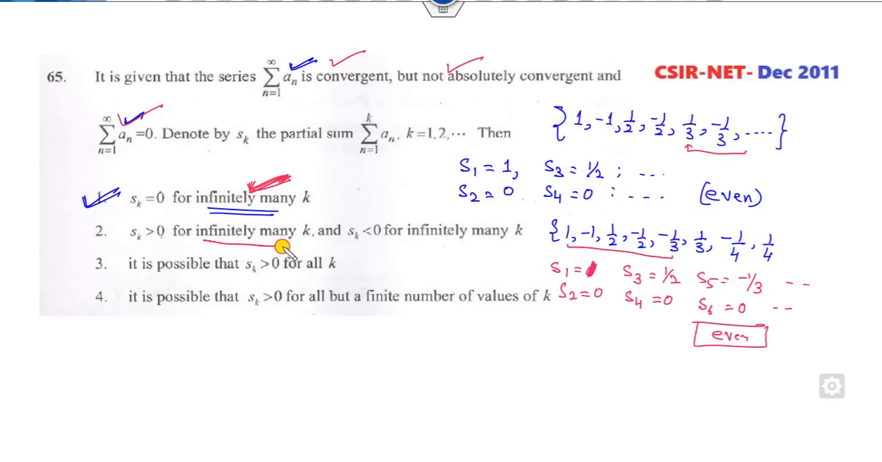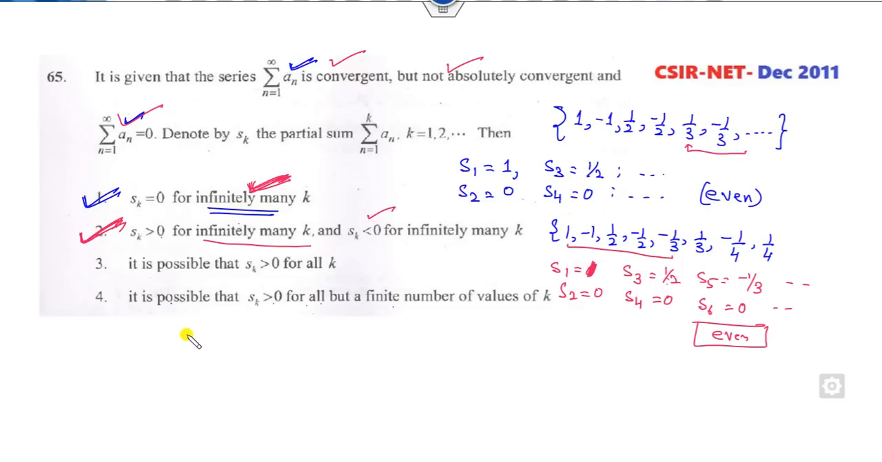So for infinitely many k this part is also satisfied. Sk is greater than 0 for infinitely many k. You can see there are two terms which are greater than 0, and the rest are less than 0. For some k the sum is also satisfied. Is it possible that Sk will be greater than 0 for all k? How can you prove that it will be greater than 0 for all k? Okay, we will see. But is it possible that Sk will be greater than 0 for all but a finite number of the values of k?